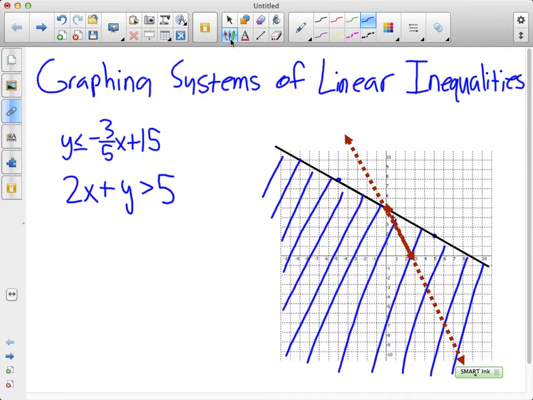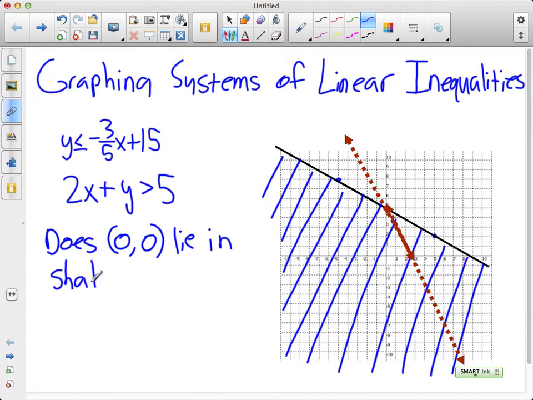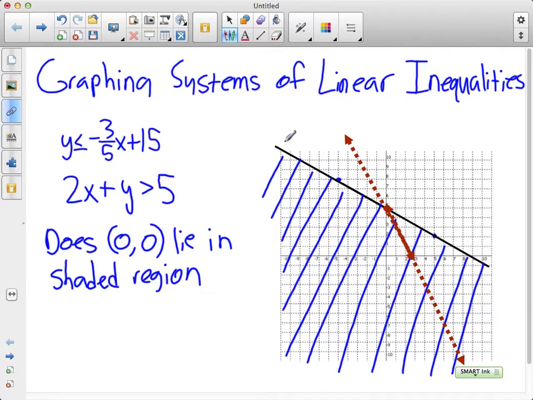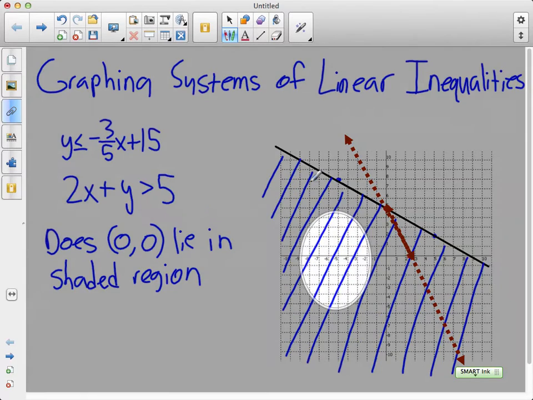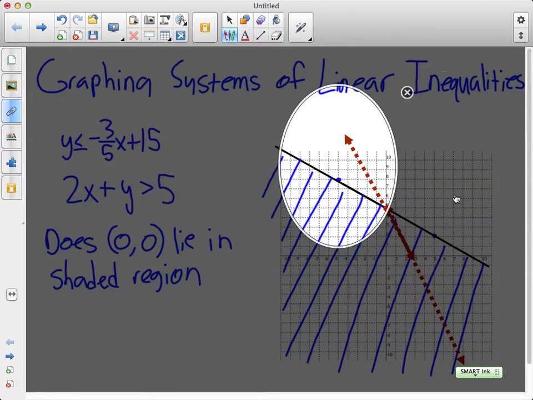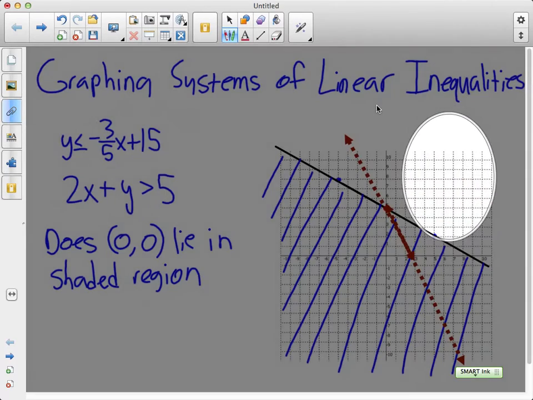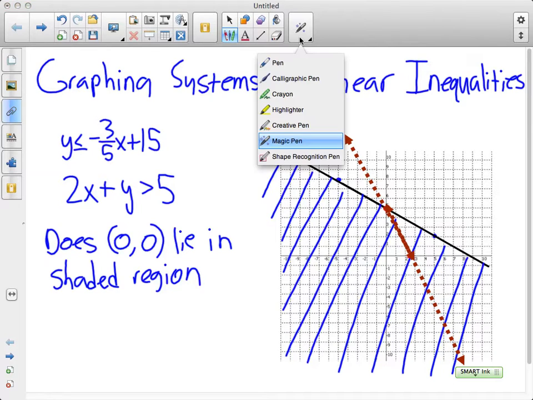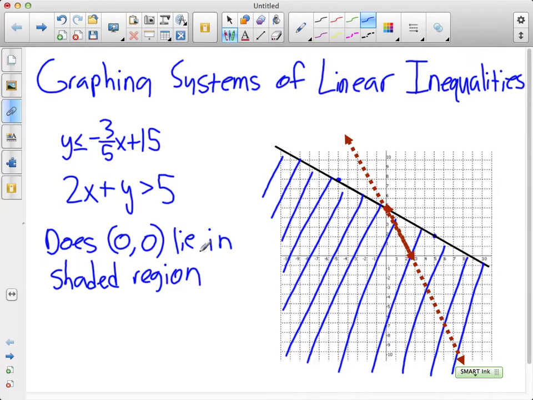When I say test a point, I'm going to ask, does 0, 0 lie in the shaded region? Because when you think about it, this dotted line, and the other line as well, divides the graph into two halves. We have the part that is shaded, and then we have the part that's not shaded. So does 0, 0 lie in the shaded region of 2x plus y greater than 5?